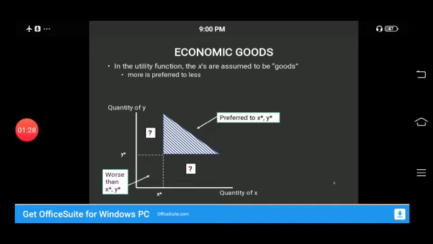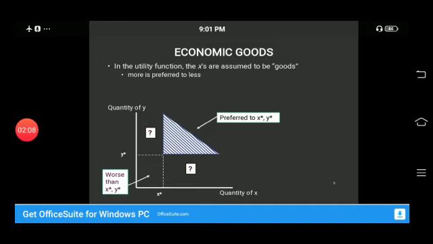Look at the example in the figure. We have taken quantity of x on the x-axis and quantity of y on the y-axis. So x star and y star is a combination of both goods. Every point above this point would be preferred. The zone which is colored with the lines, the white zone, is preferred to x star and y star, because in this we will get more of both x and more of both y.